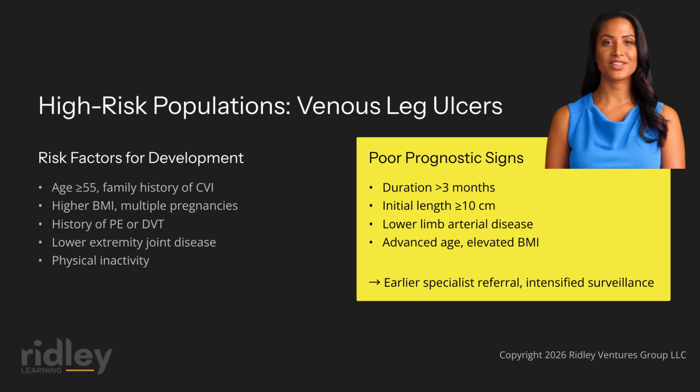Poor prognostic signs for venous leg ulcer healing include ulcer duration longer than 3 months, initial ulcer length of 10 centimeters or more, presence of lower limb arterial disease, advanced age, and elevated body mass index. Recognizing these high-risk profiles lets you implement intensified surveillance, earlier specialist referral, and proactive management strategies designed to prevent wound development and optimize healing when wounds do occur.